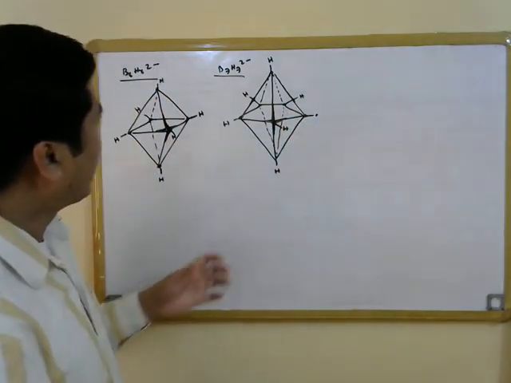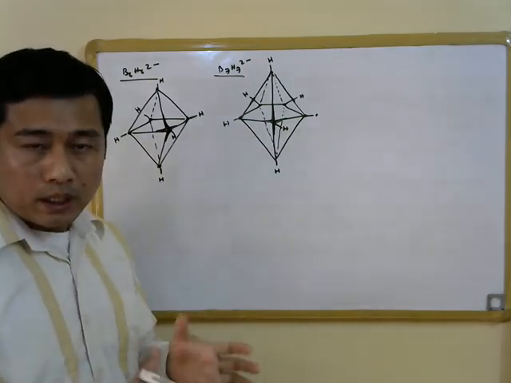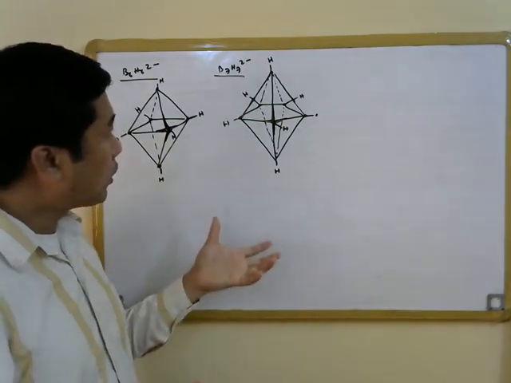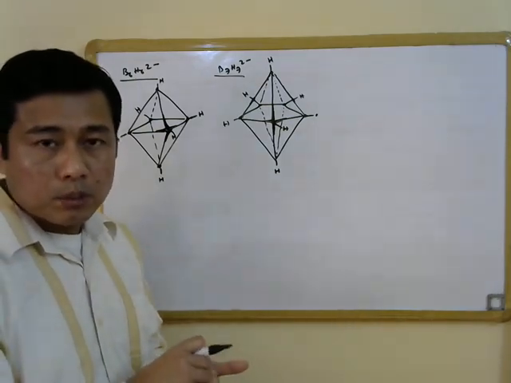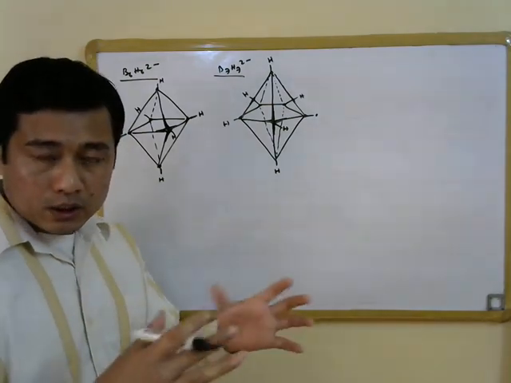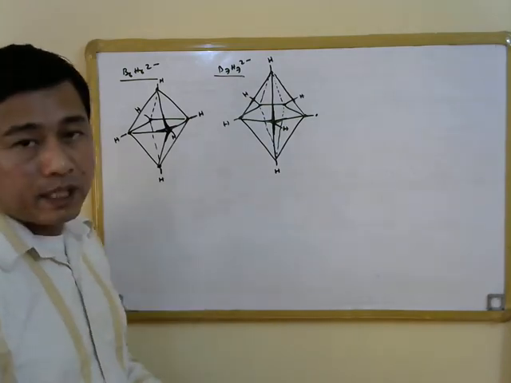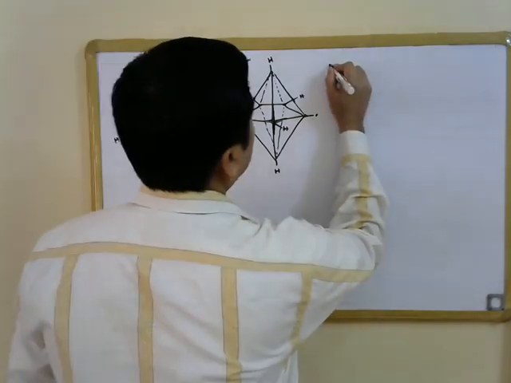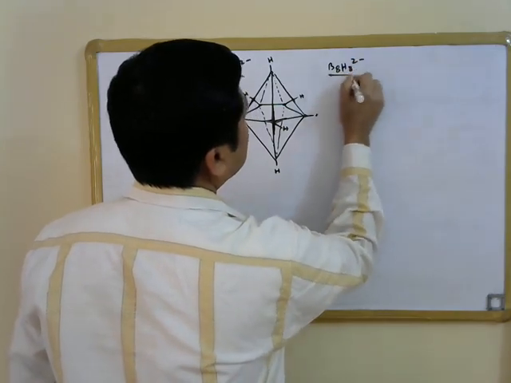So this is the structure of B7H7 2 negative, and what we see is that it is based on a polyhedron with 7 corners, and on each of these corners there is a BH group, and this closes the structure, so it is a completely closed, cage-like structure again. So let's draw the structure of B8H8 2 negative then.